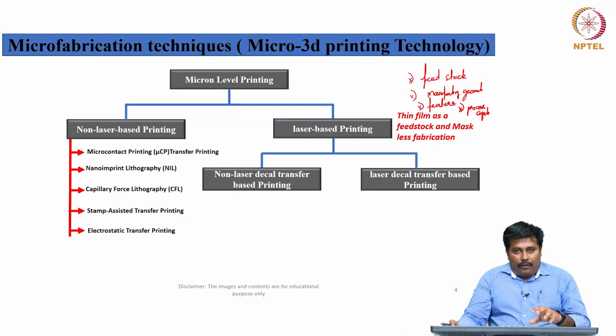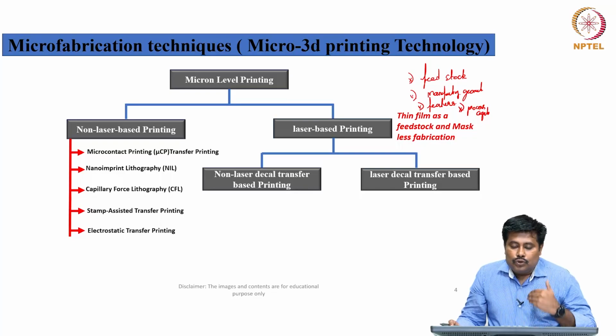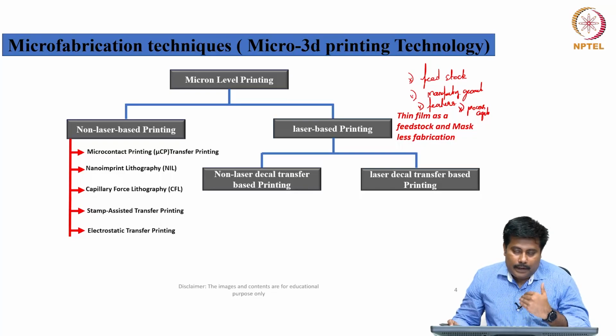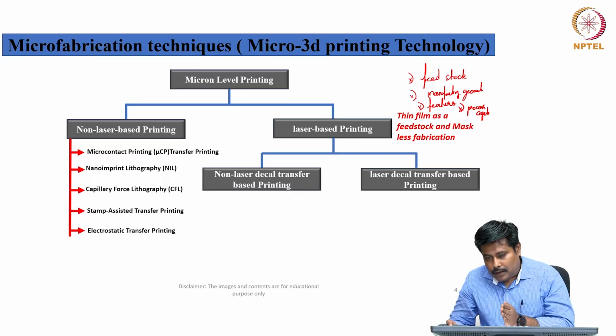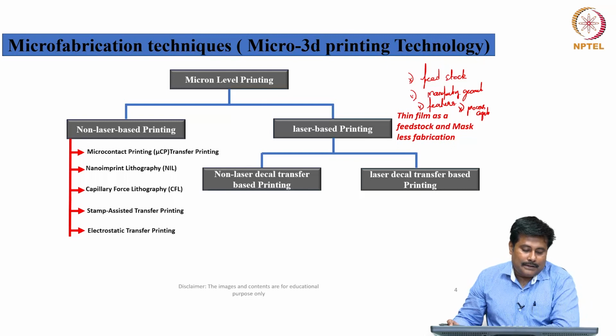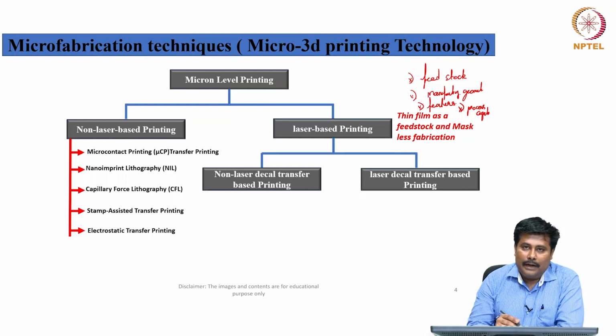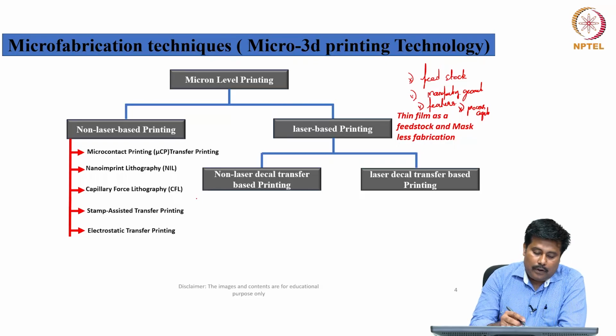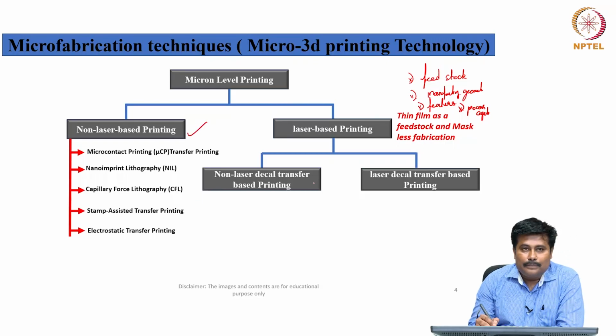The main focus of this topic is to discuss the different technologies being evolved in micro 3D printing, creating small scale features based on the requirement and practical applications. Micro level printing is classified into two: one is non-laser based printing, another is laser based printing.